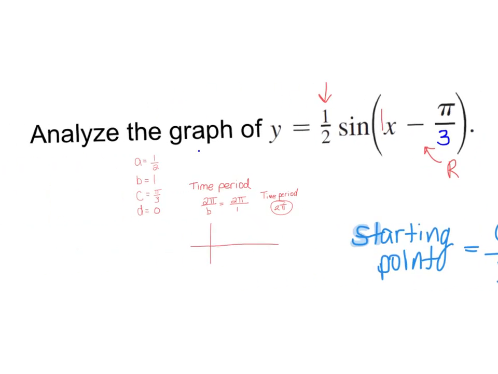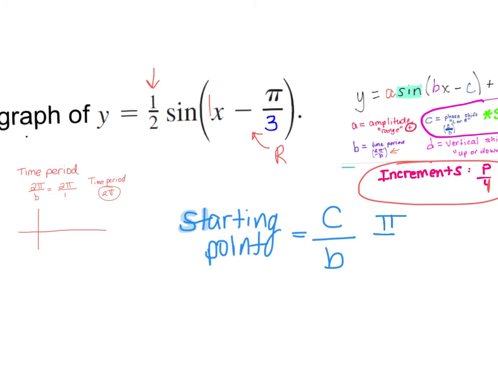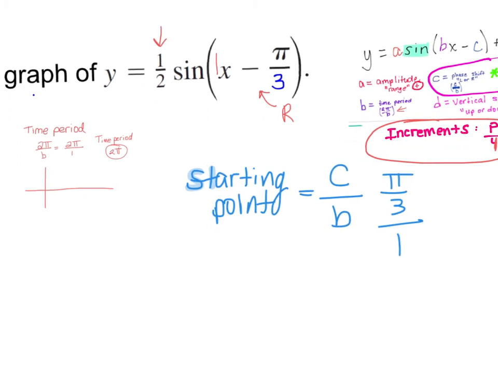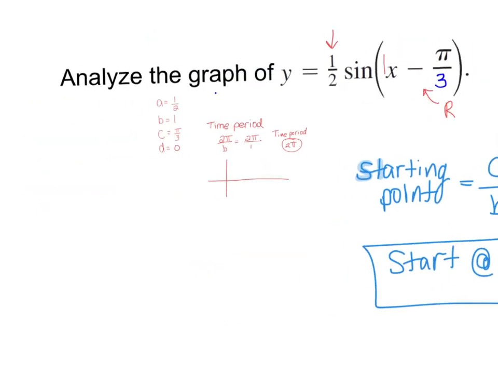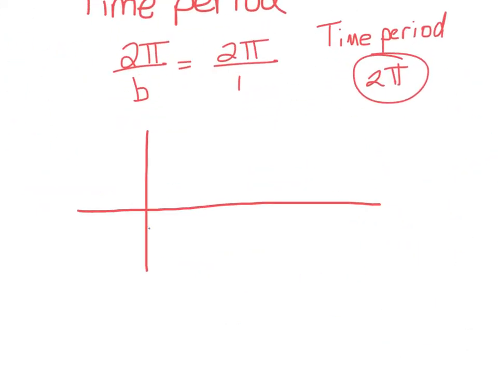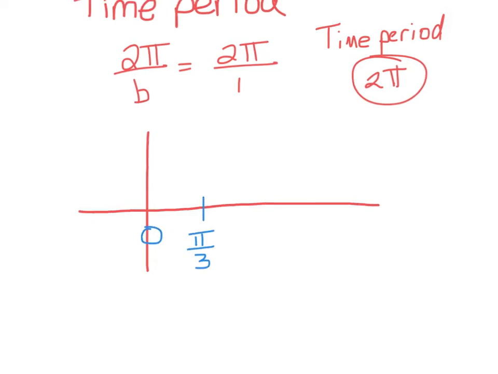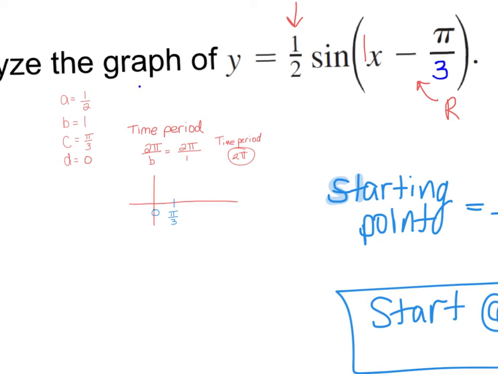What did you guys tell me it was? Pi over 3. So it's pi over 3 divided by 1, which is what? So I'm going to start my graph at pi over 3. Does that make sense, everybody? Okay, so here is 0. My first tick mark is going to be at pi over 3. Anybody have questions about how I just got that?